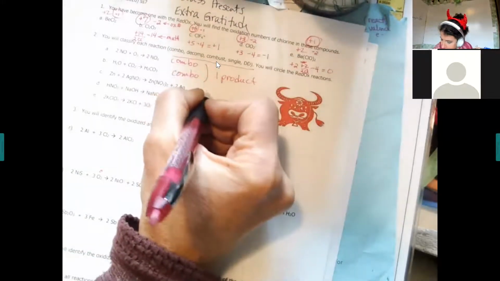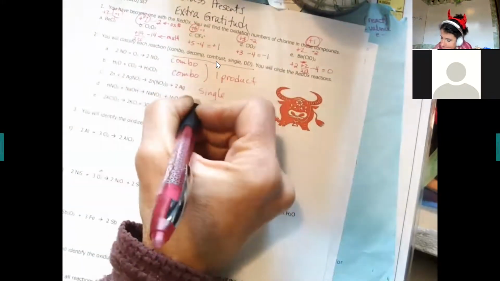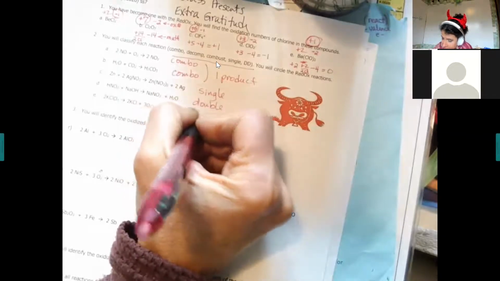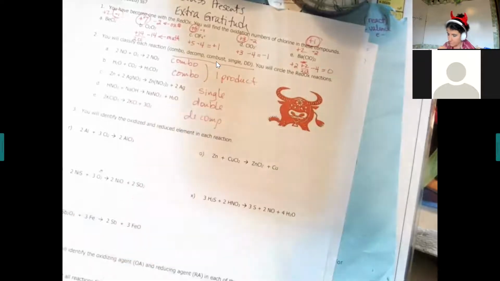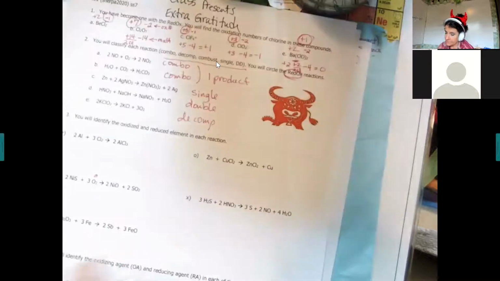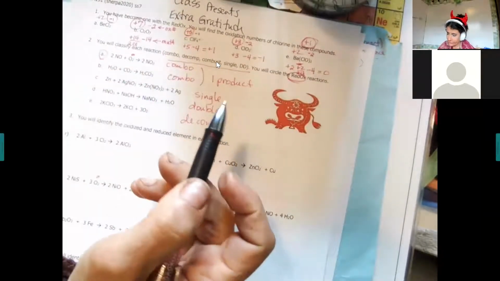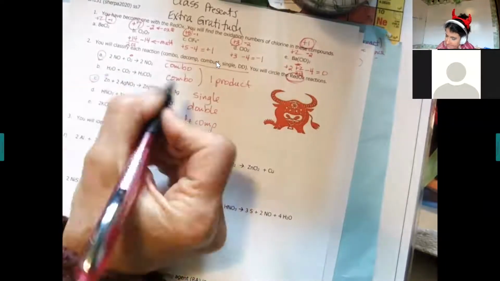C is a single. D is a double. And then E is a decomp. And then I asked you to circle the redox reactions. If you have a halo, like in A, the oxygen's a halo. On C, we have the zinc and the silver.